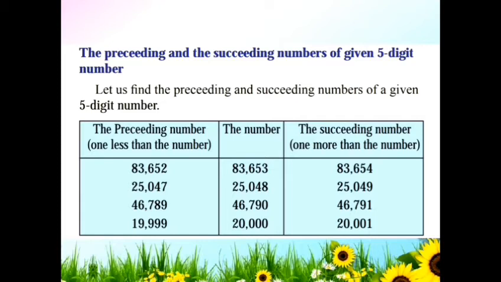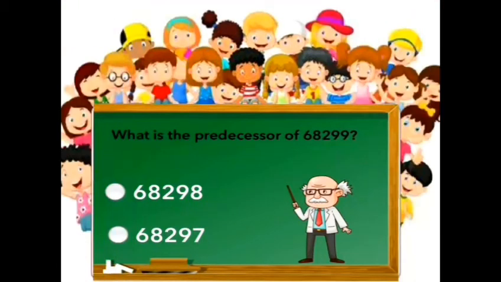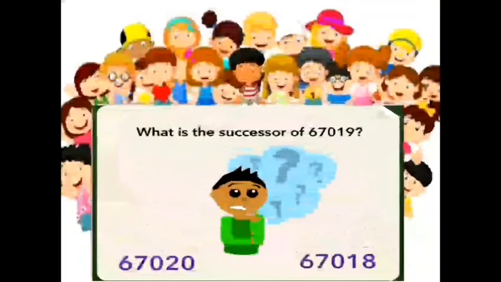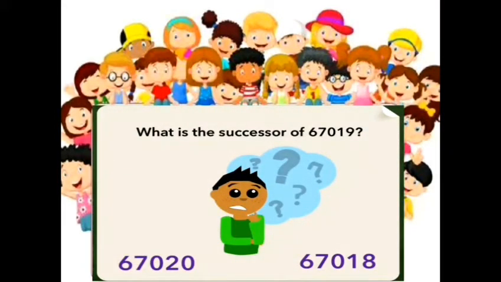Now I will ask some more questions. The first question, what is the predecessor of 68,299? Yes, you are right, children. The answer is 68,298. The next question, what is the successor of 67,019? Yes, you are right. The answer is 67,020.